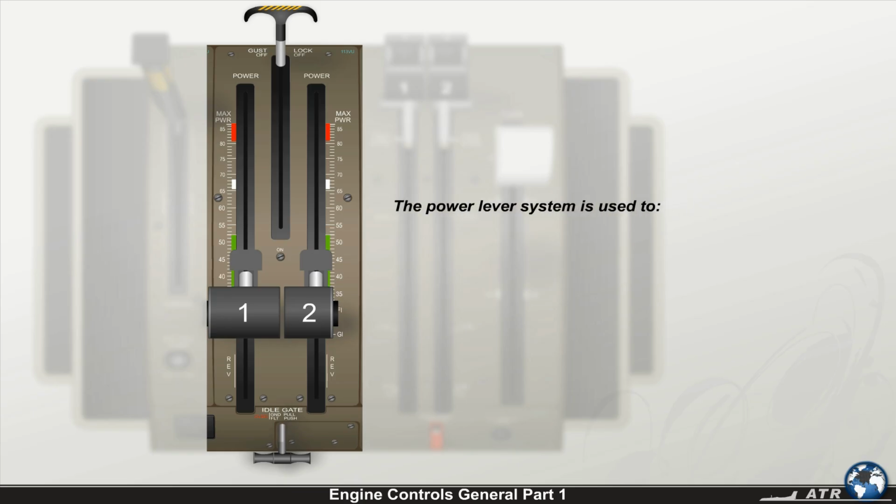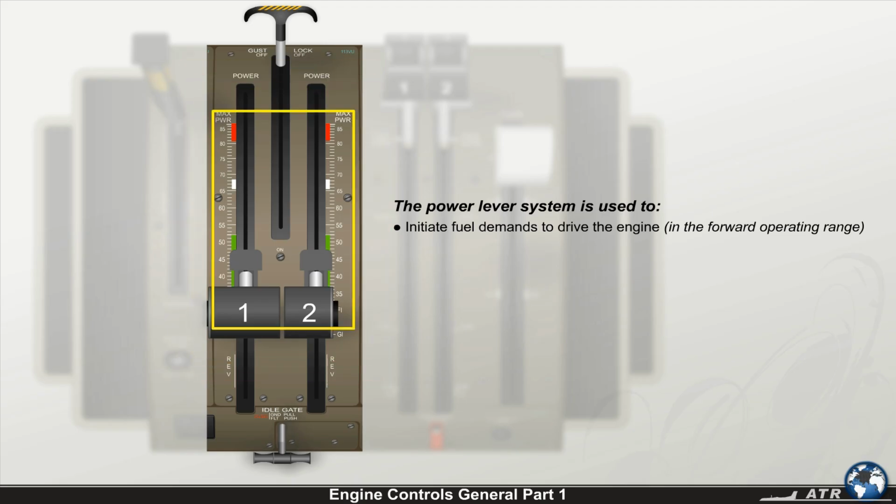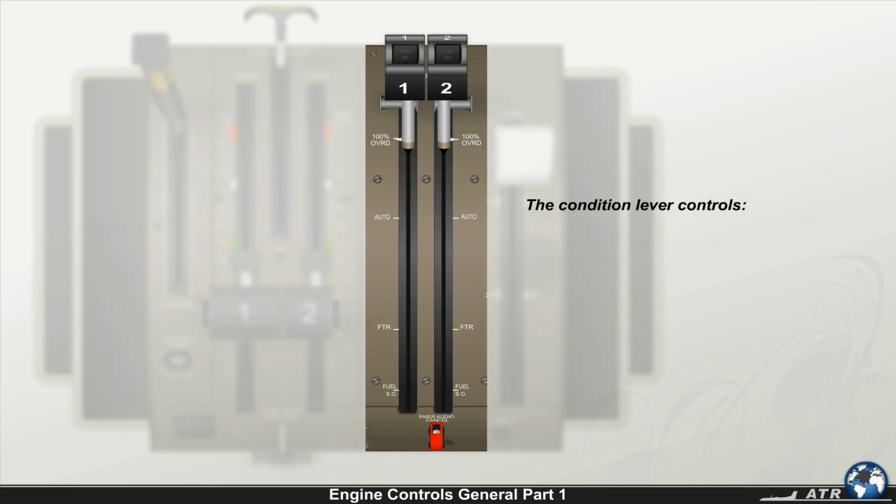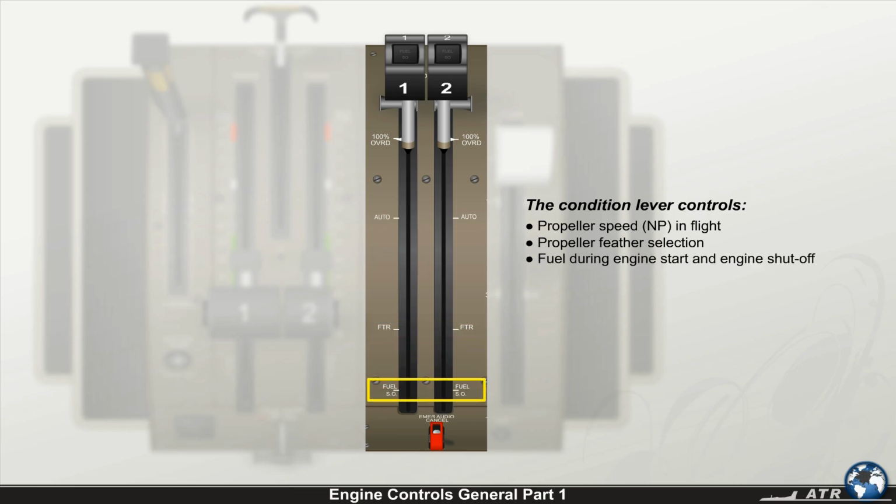The power lever system is used to initiate fuel demands to drive the engine in the forward operating range, and controls the propeller blade angle from ground idle to full reverse. The condition lever controls the propeller speed in flight, controls the propeller feather selection, and the fuel during engine start and engine shutoff.